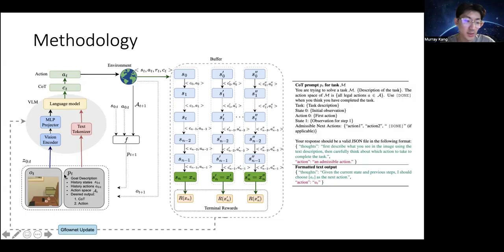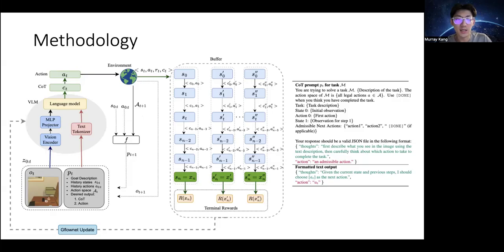We pass those into the VLM, and the model first produces a C_t, which is the chain of thought, and then an A_t, which is an action. Then we send A_t to an environment, and the environment gives us the next state, S_t, A_t, and R_t, where R_t is a reward. We store that in a replay buffer. The environment also gives us the next action space, big A_{t+1}, and we feed it into the next step of the loop.